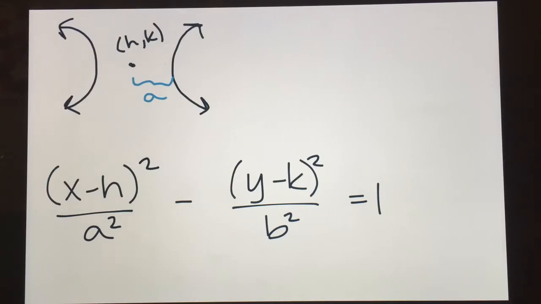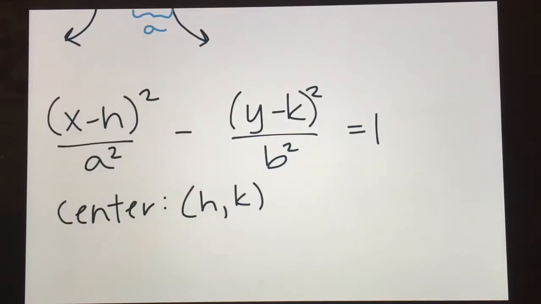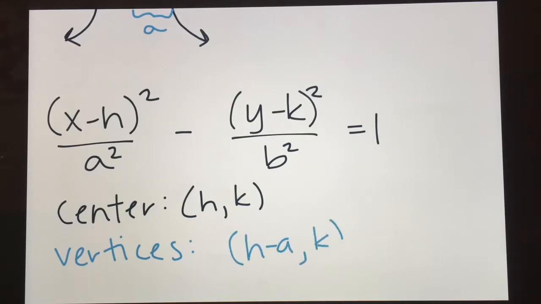So if we want to find each of the vertices, I'm going to go ahead and write center (h, k). And then for our vertices, we're going off of the center, and we're going a distance of a away from the center. So (h minus a, k), (h plus a, k).